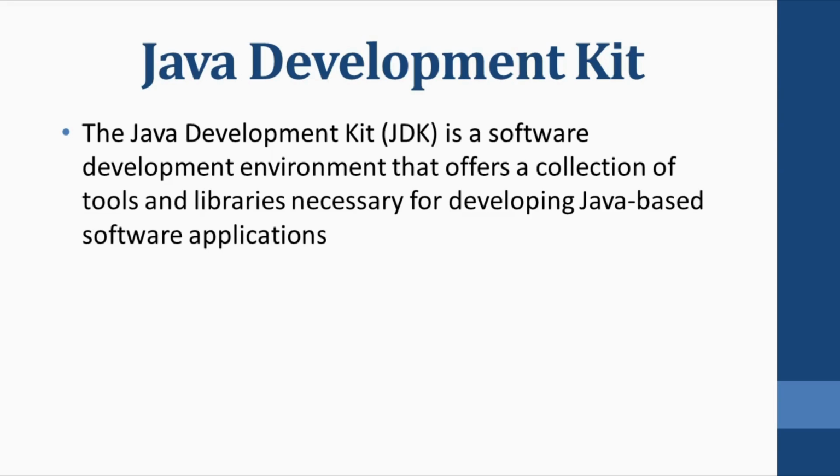So yes, even JDK is a Java software development kit which has a collection of tools and libraries required for developing any Java-based software applications. To develop any Java-based software application, JDK is a must-have kit in the Java enabled system. So what is a Java enabled system? A Java enabled system is one where Java is installed on that particular system.